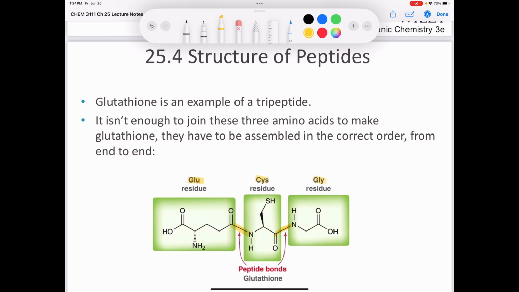Now, glutathione is found in all mammals, and it serves an important role as a scavenger of harmful radicals and electrophiles. Glutathione exhibits two peptide bonds, like I have highlighted here in yellow, and it's comprised of these three amino acids. So we have our glutamic acid, our cysteine, and our glycine. And when amino acids join together to form a peptide, the order in which they are connected is important.